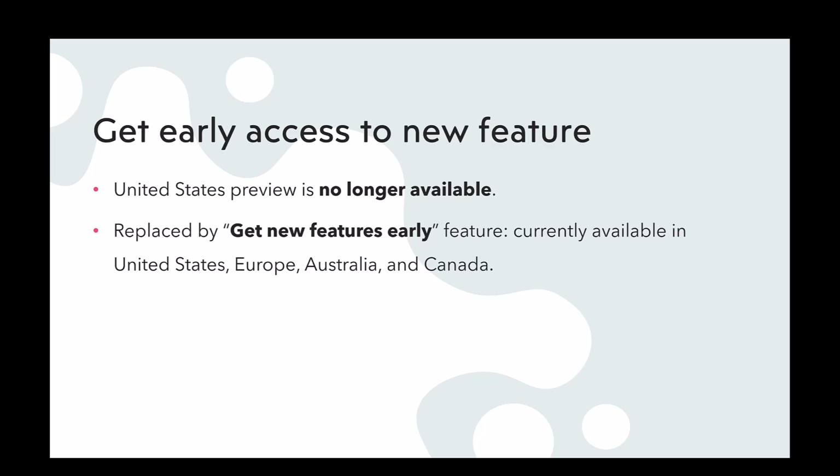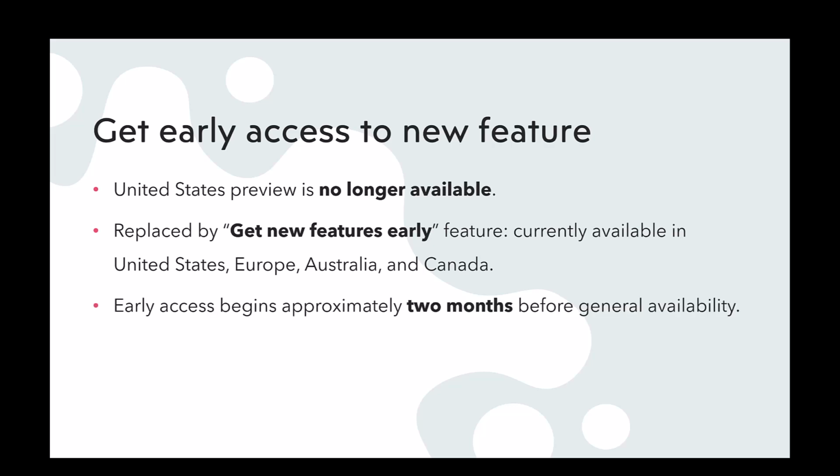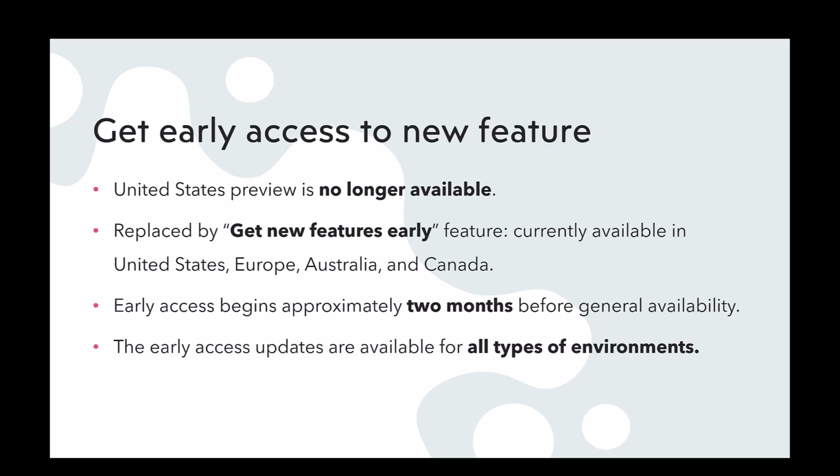It's important to note that this feature is currently available only in specific regions, including the United States, Europe, Australia, and Canada. Early access begins approximately 2 months before general availability of each release wave in your region. The early access updates are available for all types of environments, including trial, sandbox, and production. However, the best practice is to enable the updates in trial or sandbox environments before production environments, or create a copy of the production environment to a sandbox environment to try the new features first.